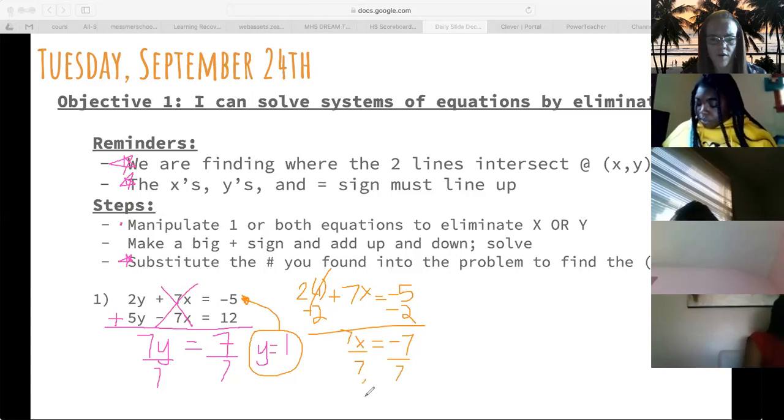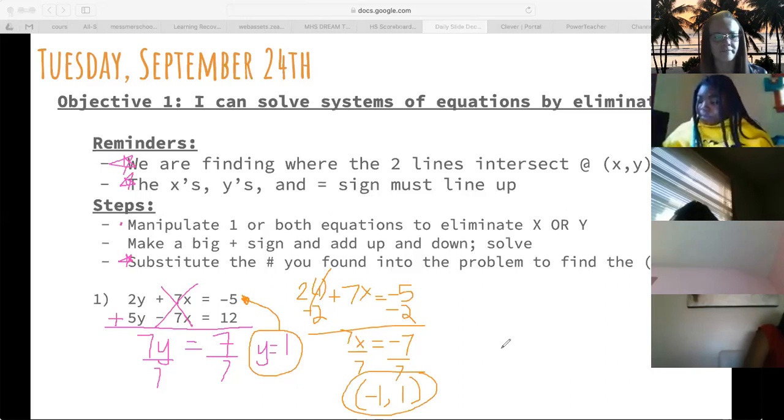So the coordinate point, x is negative 1 and y is 1. My final answer where they intersect is negative 1 comma 1. And that is the most basic elimination. And I'll show you ones where they don't eliminate quite as easily, but we want to try to make something happen.